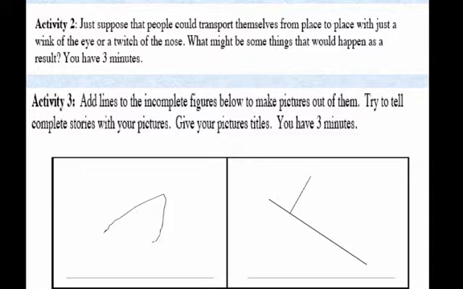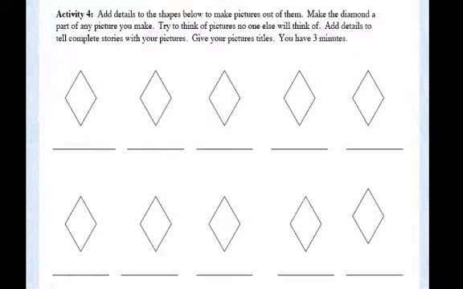Activity 3. Add lines to the incomplete figures below to make pictures out of them. Try to tell complete stories with your pictures. Give your pictures titles. You have 3 minutes. And finally, Activity 4. Add details to the shapes below to make pictures out of them. Make the diamond a part of any picture you make. Try to think of pictures no one else will think of. Add details to complete stories with your pictures. Give your pictures titles. You have 3 minutes.